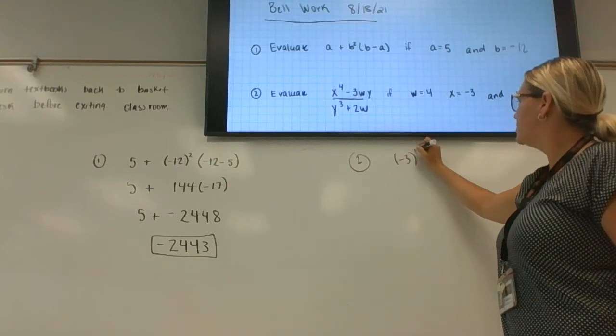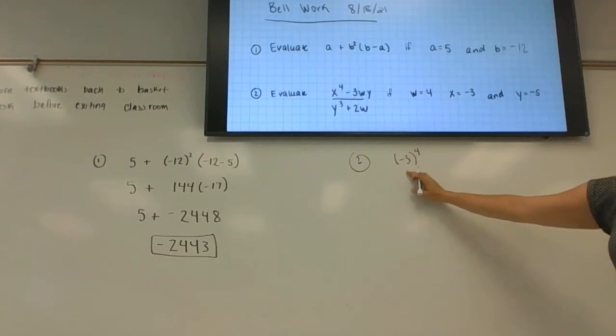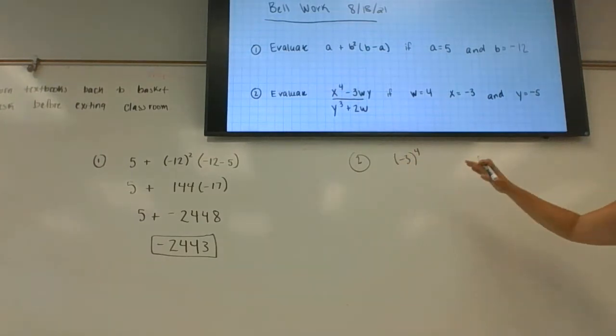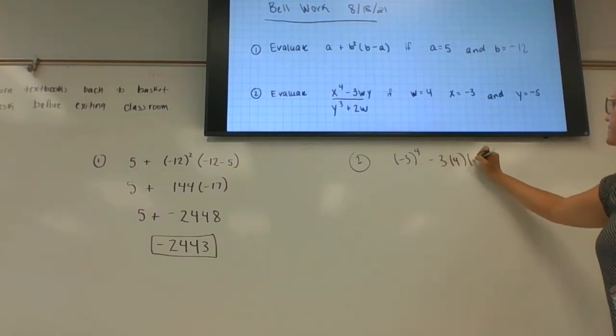So again, when I plug in a variable and there's an exponent used, I like to use parentheses around the negative, particularly when you're using a calculator. It's a lot more accurate if you get your parentheses in there.